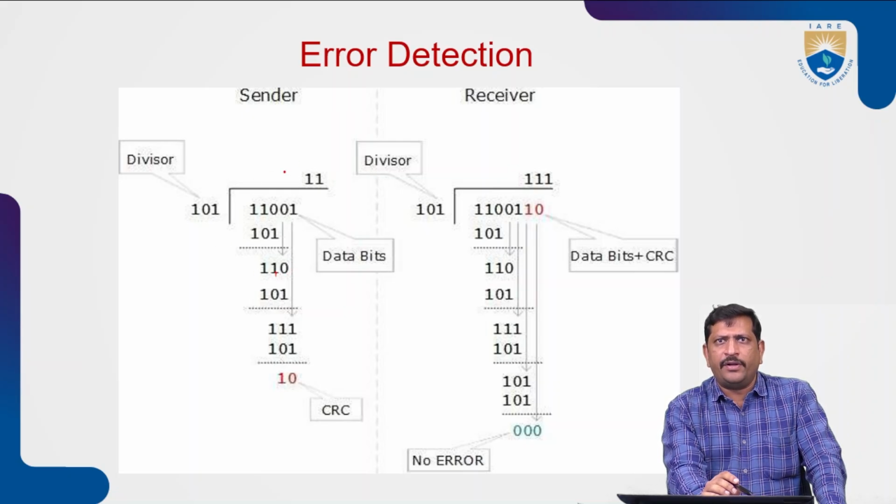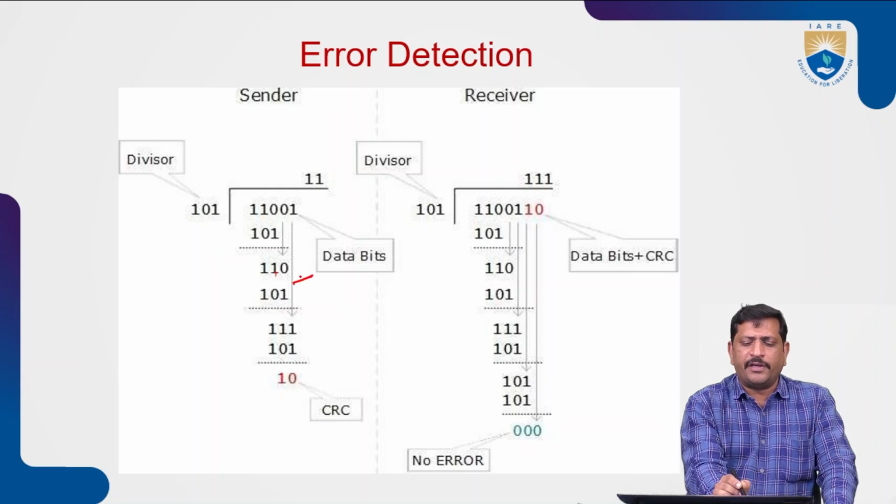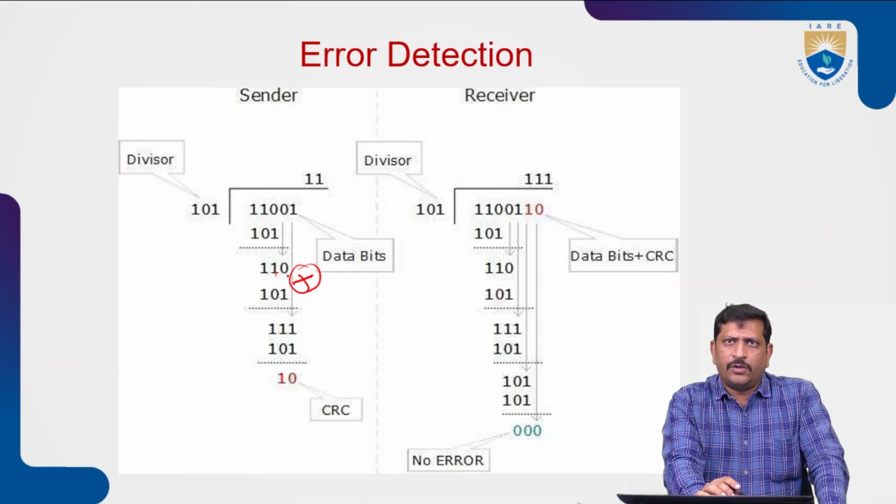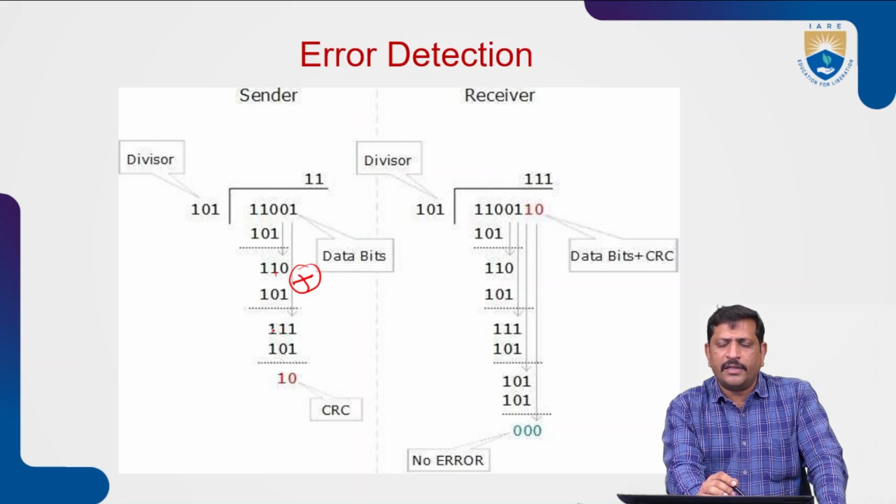Again, 1, 1, 0 into 1, now we get 1, 0, 1. Again we have to perform the XOR operation here. If the 2 bits are the same, the result is 0. If the 2 bits are different, the result is 1. Here 0 XOR 1, 2 bits are different, so the resulting value is 1. Here also 2 bits are different, 1 XOR 0, the resulting value is 1. If the 2 bits are the same, the resulting value is 0.